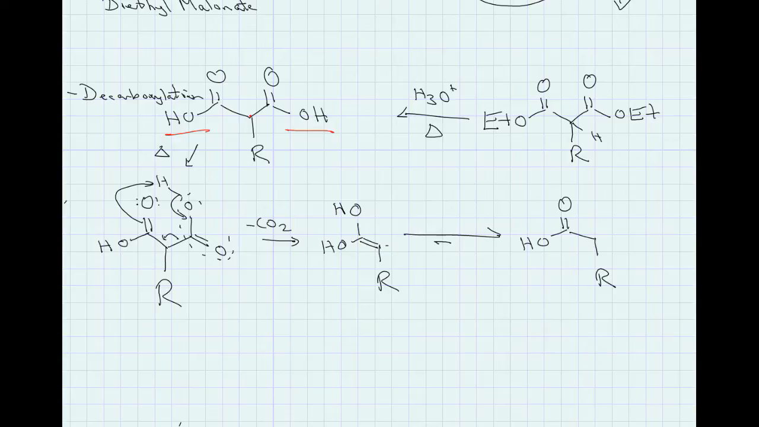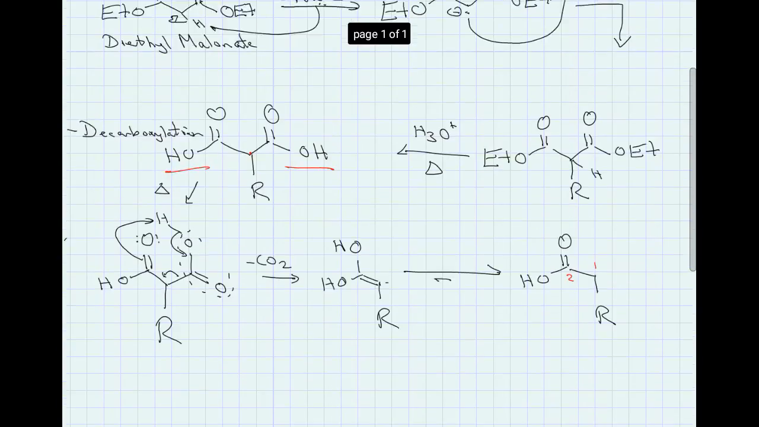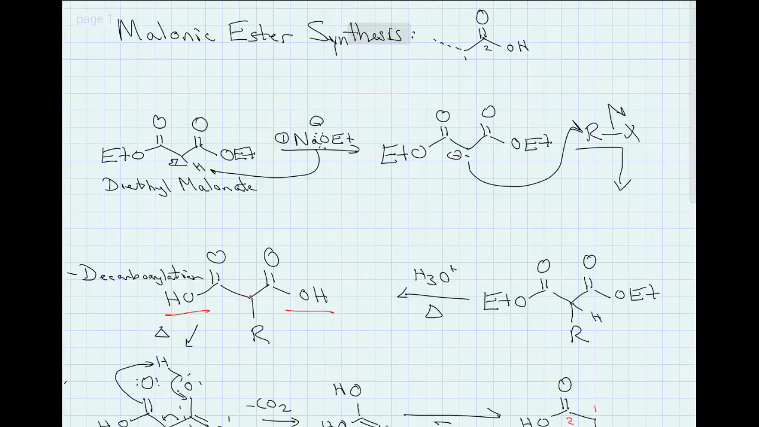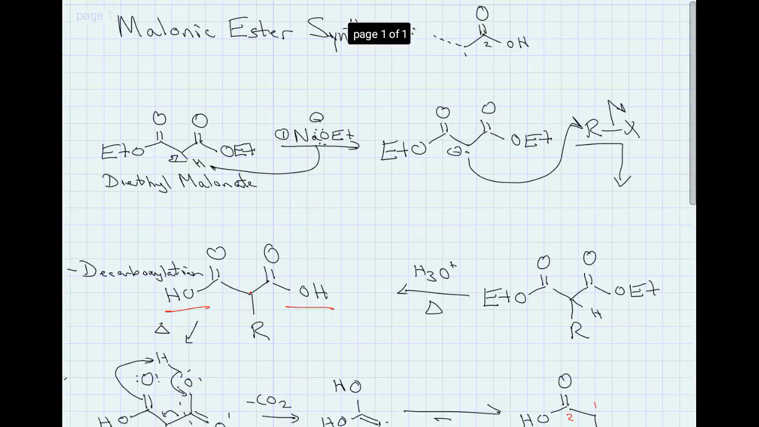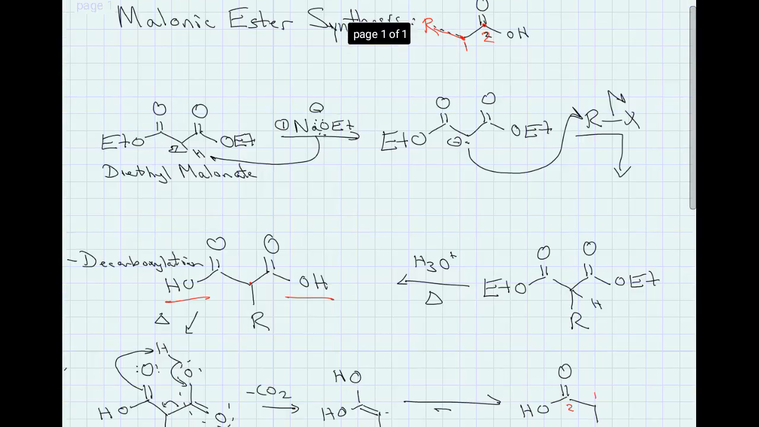So essentially what you're doing is you're adding 2 carbons to your R group, and on the second carbon there's a carboxylic acid. That's why I wrote this at the top of the page where it says malonic ester synthesis. Basically what you're doing is you're taking an R group and adding 2 carbons to it. So basically you're making a substituted acetic acid, where you have an R group off of an acetic acid. And these are the 2 carbons that come from the diethylmalonate after the decarboxylation.